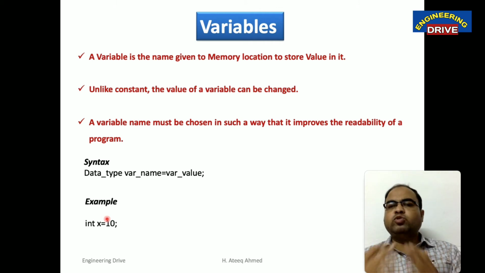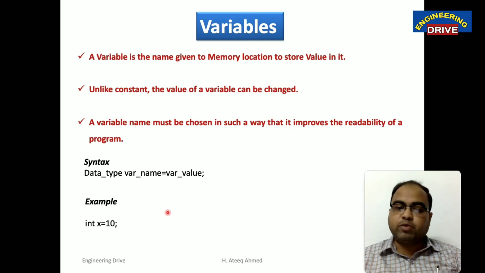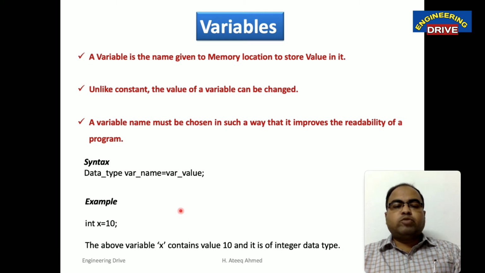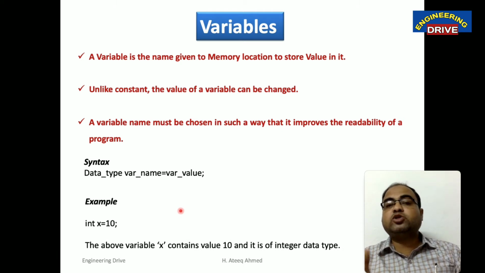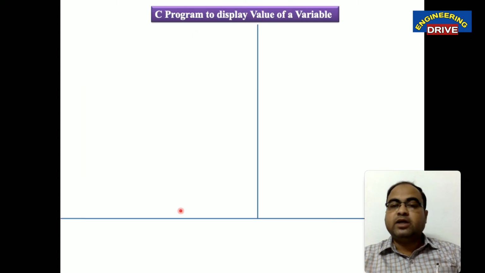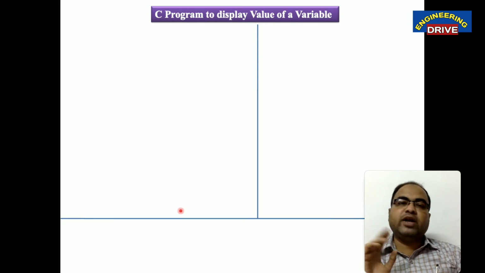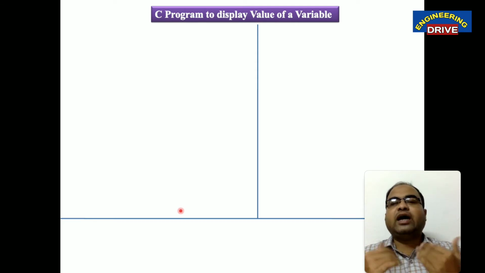Sir, can you give some example program now of how we can make use of these variables in our C program? Let us see now. This variable x contains the value 10, and I already told you it belongs to the integer data type. Now let us see one example program without taking too much time: a C program to display the value of a variable.